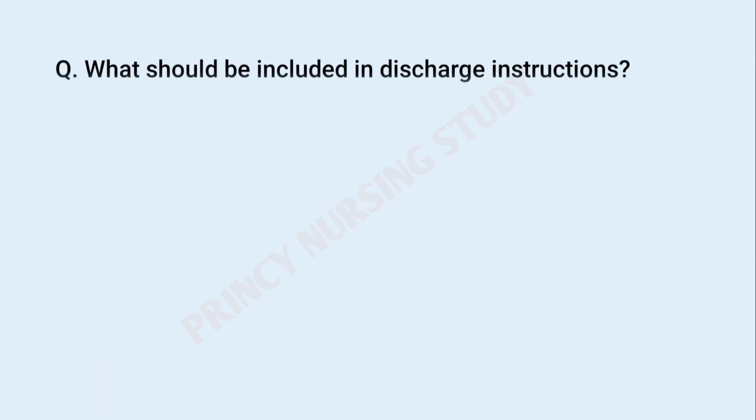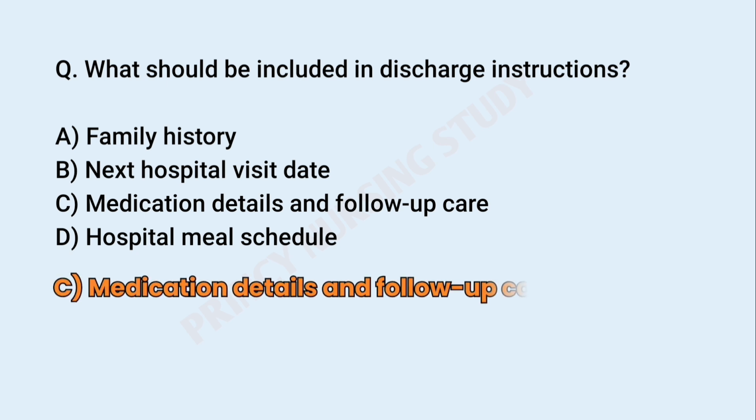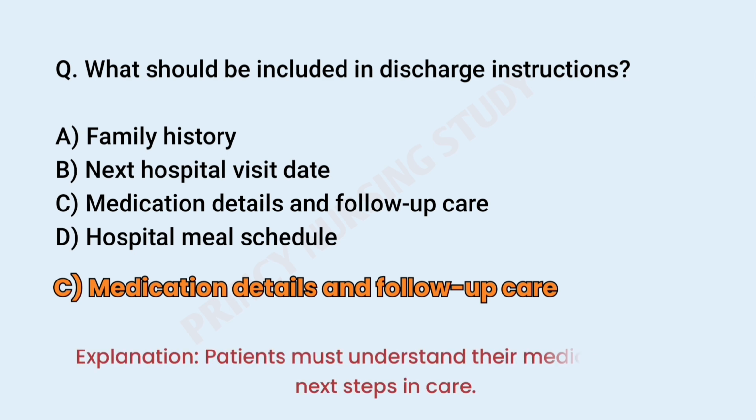Next question: what should be included in discharge instructions? Correct answer is C. Medication details and follow-up care. Patients must understand their medications and next step in care.